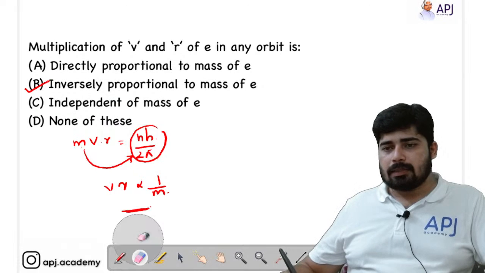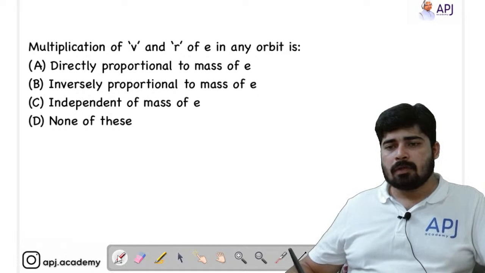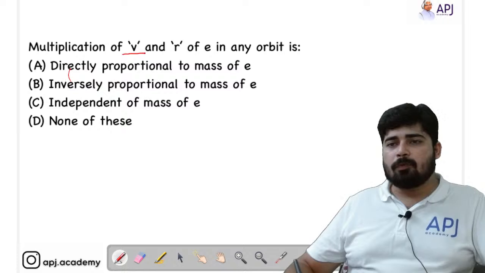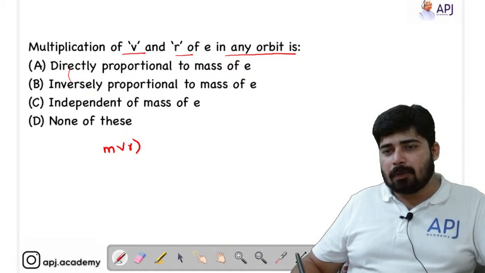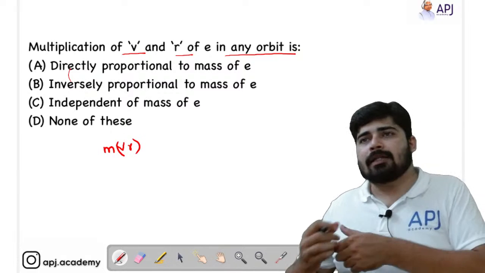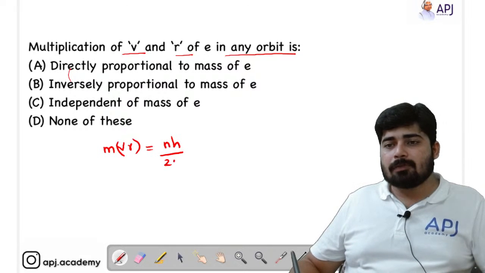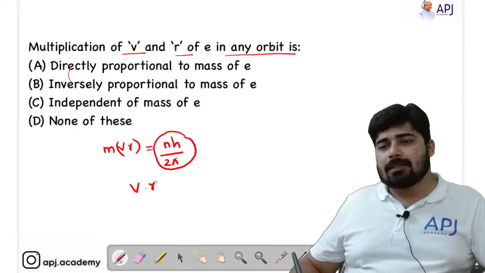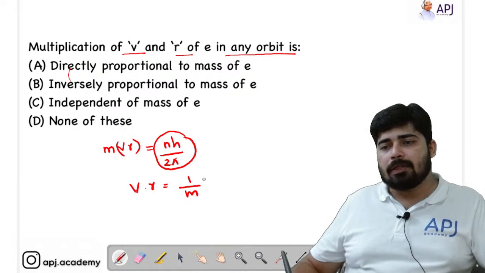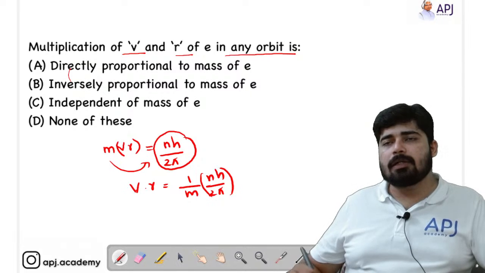Now, let us move on to the next one. See the question here: the multiplication of V and R of an electron in any orbit is. We know that V and R come together in the case of angular momentum, and angular momentum is equal to nh by 2 pi. This nh by 2 pi is totally constant. And I can write it as V into R is equal to 1 by m into nh by 2 pi. How? I took the m from LHS to RHS, so it will be 1 by m.